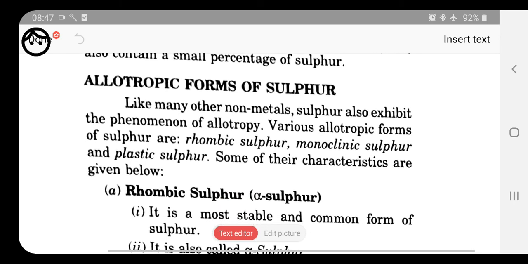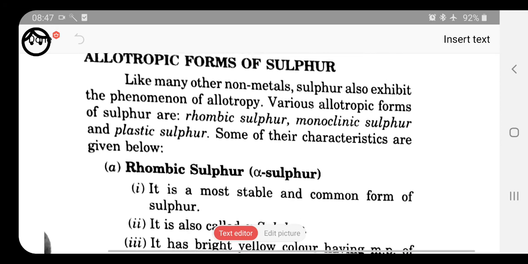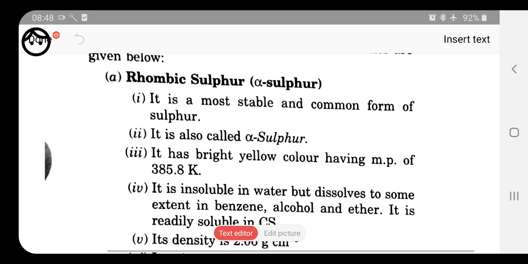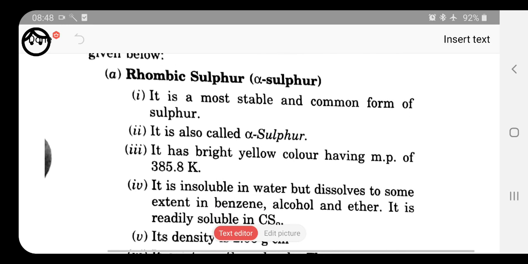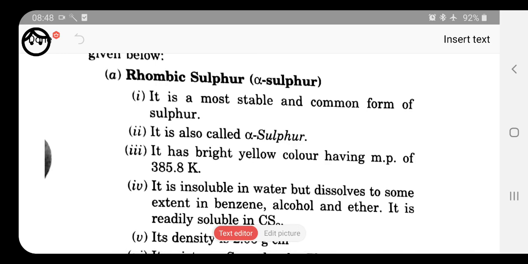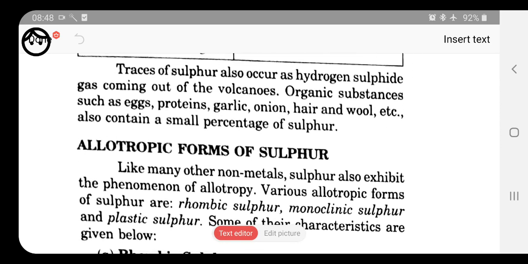Here we have the allotropic forms of sulfur. Like other elements, sulfur can also exist in allotropic forms. The most common allotropes are rhombic sulfur, monoclinic sulfur, and plastic sulfur. Here we have a few of the properties of these sulfur forms. For today we have this much only. In the next class we will cover the allotropic forms of sulfur.